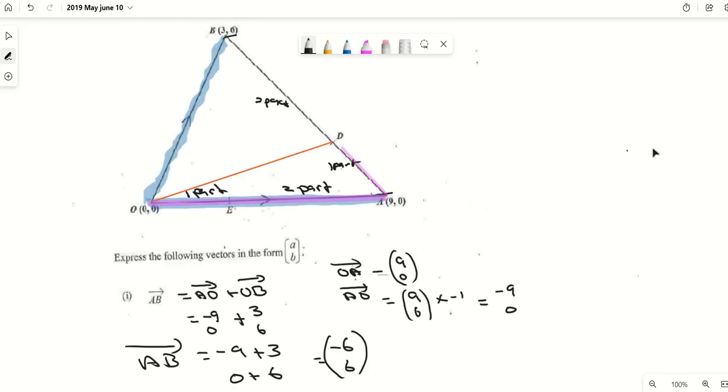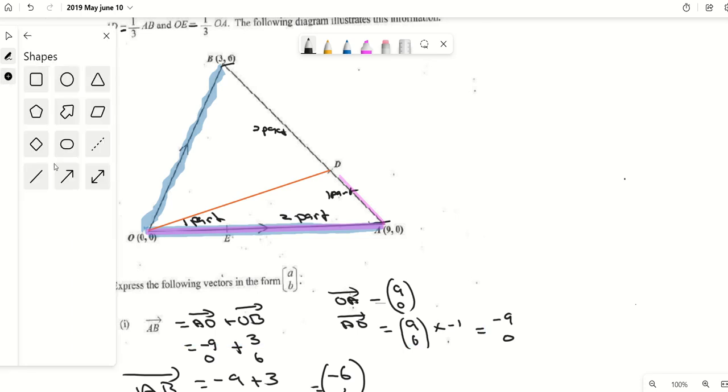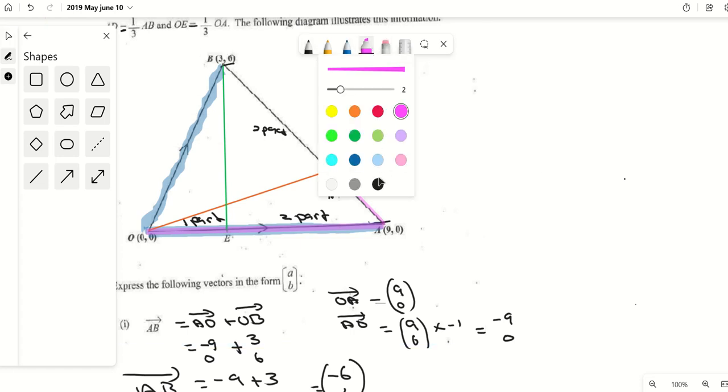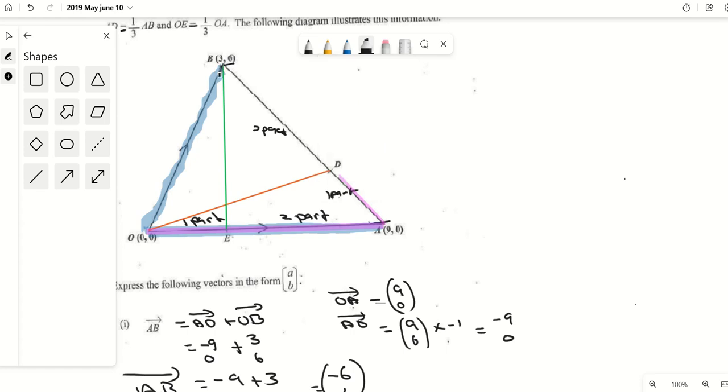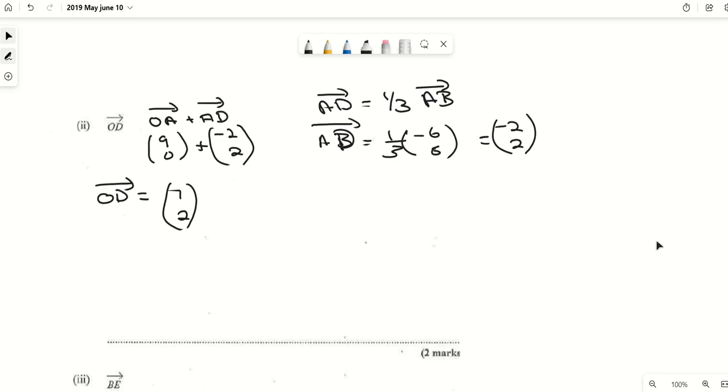So the last question says we want BE. So we're going to draw a line to connect B and E so that we can see the shape. We're going from B to E, and I'll put that in green so we can see what BE looks like. So we're going to start from B, go down to O, and then O to E. So BE is BO plus OE. Let us write that down.